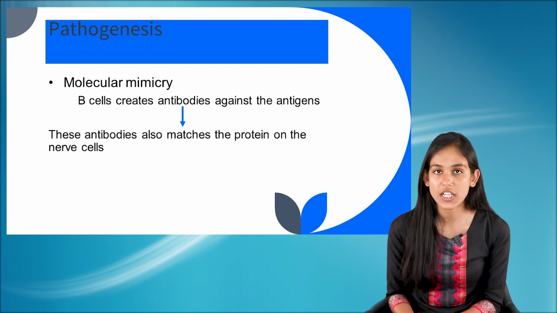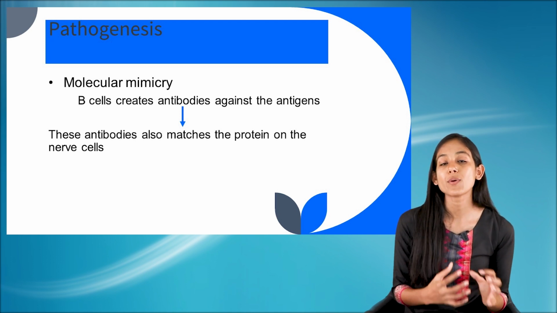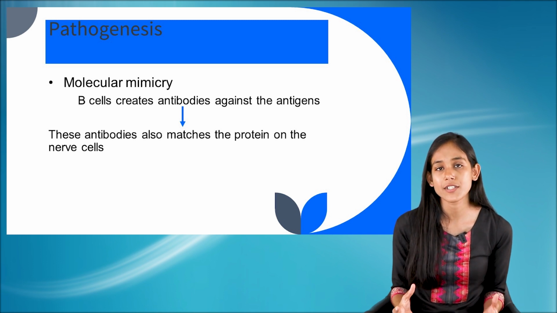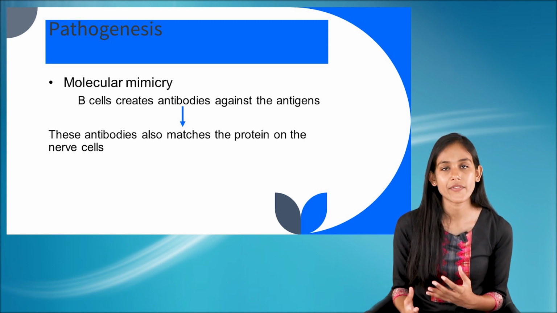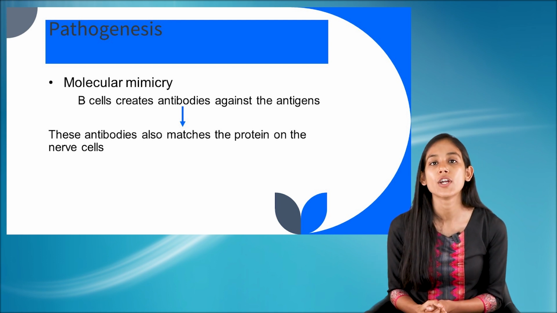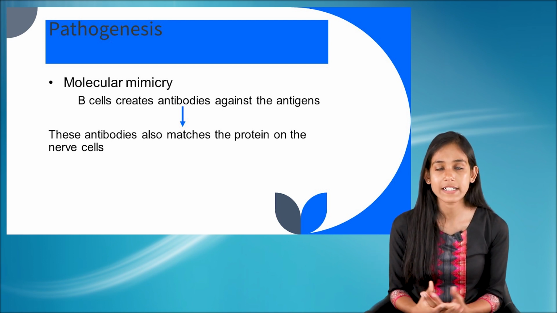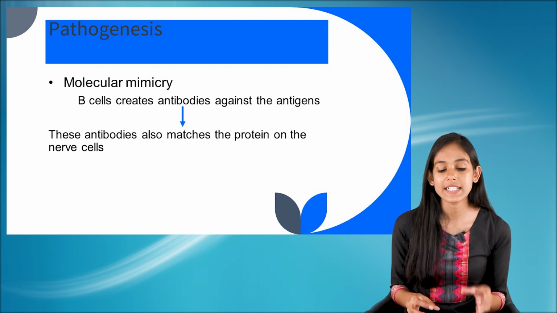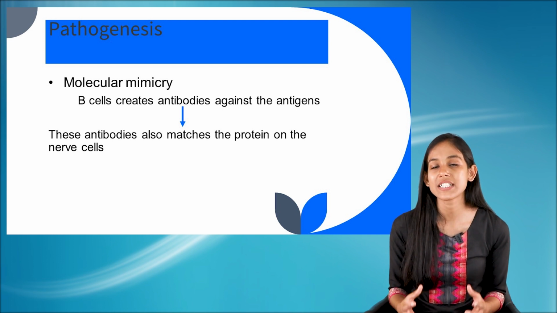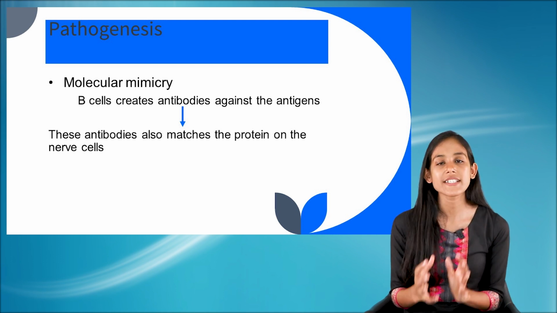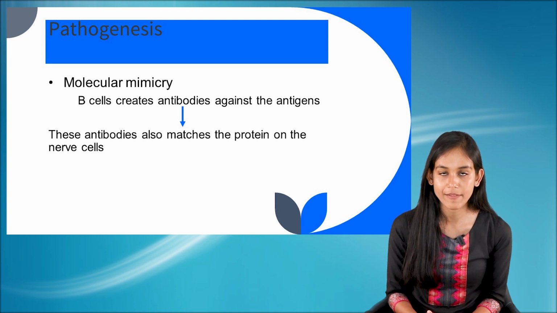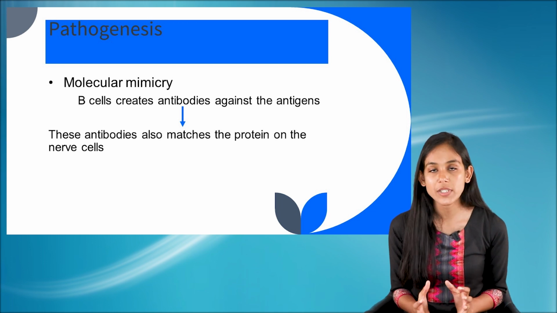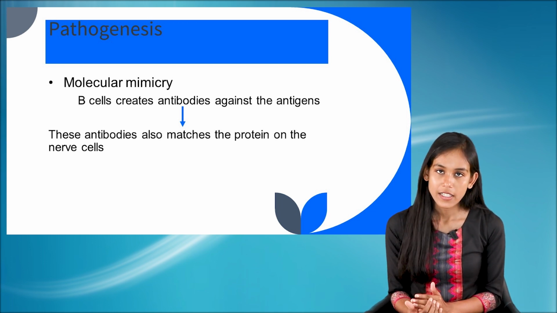Next, moving on to the pathogenesis. So here we would try to understand how it happens. So for example, let us assume that there is some infection. So maybe infection with Campylobacter or with cytomegalovirus, right? So when there is an infection in the body, what would happen? The B cells would create antibodies against that pathogen, right? So this is a normal mechanism that we can say. So whenever there is an infection, our immune system would produce antibodies to fight against that antigen.